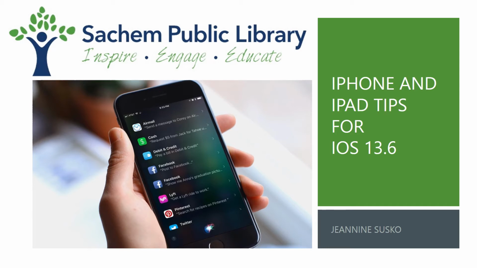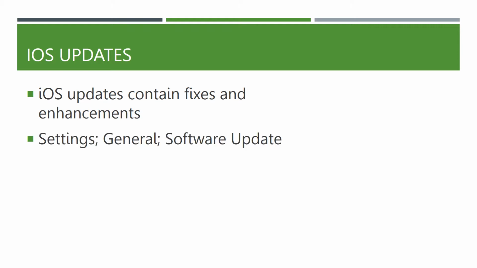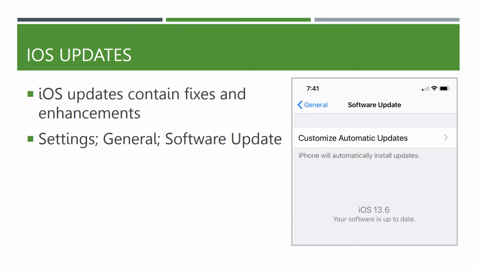Let's take a look at some iPhone and iPad tips that you can use with iOS version 13.6. Apple frequently updates the iOS software on its iPhones and iPads with things like fixes and enhancements. To check the version on your phone, go to Settings, tap General, select Software Update. You'll see a screen like this, which will let you know what version you're on. Today's video will focus on the fixes and enhancements that are included in version 13.6.